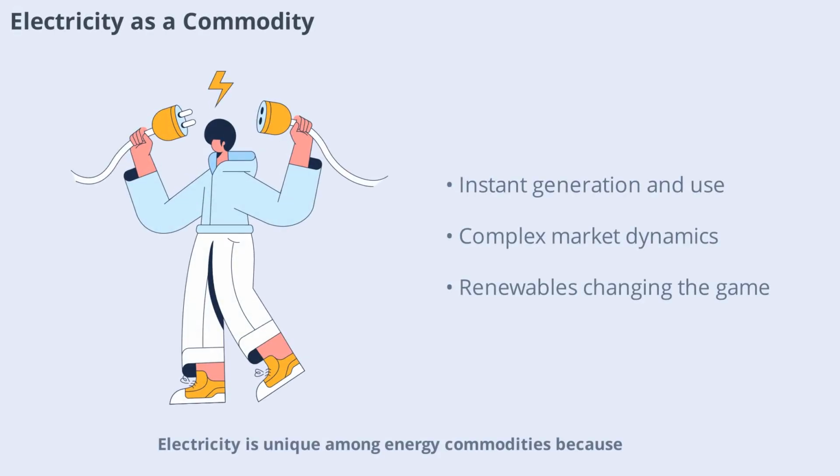Electricity is unique among energy commodities because it can't be stored easily in large quantities. It's generated, transmitted, and consumed almost instantly. Electricity markets are complex, with prices fluctuating based on demand, weather, and fuel costs. In many countries, electricity is traded on wholesale markets, and new technologies like smart grids are making these markets more efficient. The shift toward renewable energy is also changing how electricity is produced and traded.